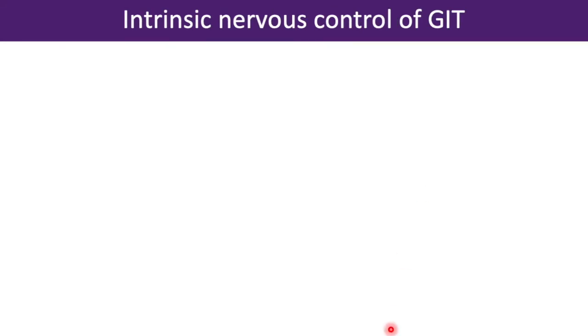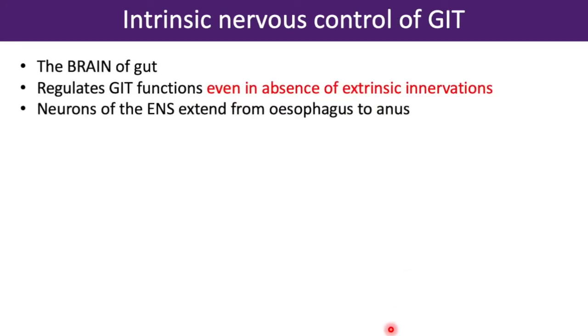The enteric nervous system, or ENS, is a set of intrinsic nerves, which is also called the brain of the gut. It is considered the brain because it regulates the GIT function even in the absence of extrinsic innervation. Meaning, even without extrinsic control, either sympathetic or parasympathetic, these intrinsic nerves control the GIT function. Neurons of the ENS extend from the esophagus to the anus.